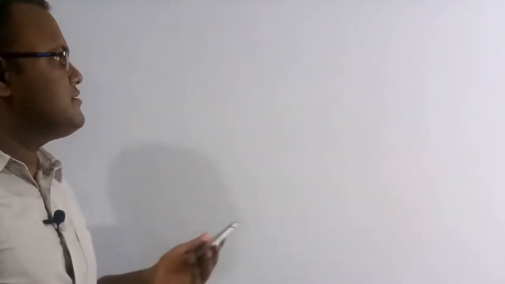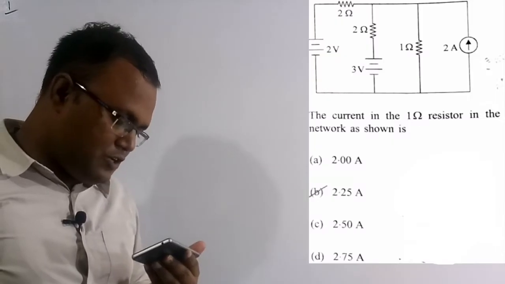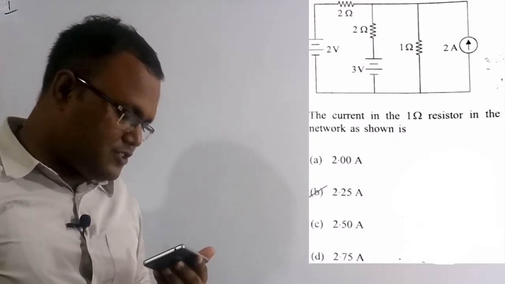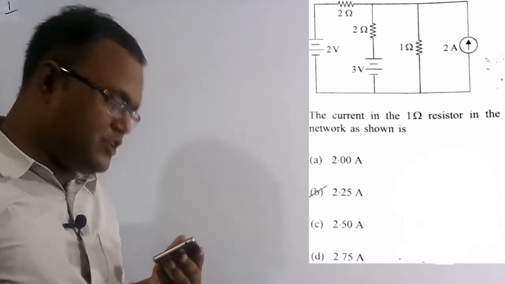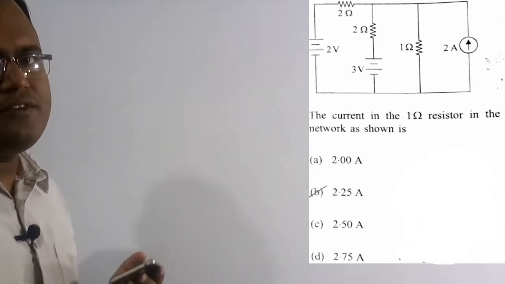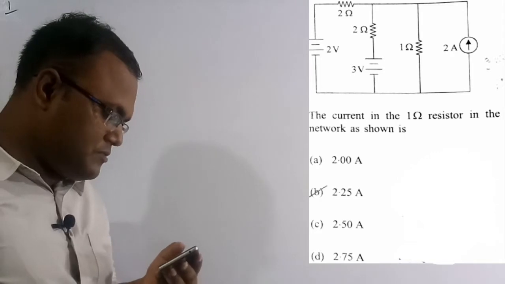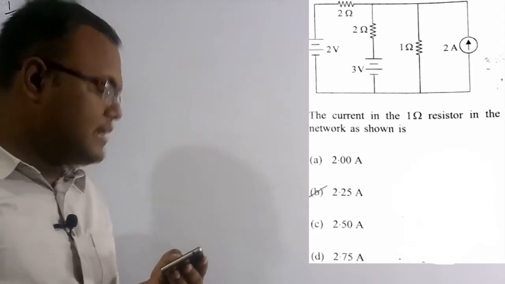Let's get started. Now we are going to solve the first question of this lecture. See the question here. The current in the 1 ohm resistor in the network as shown is. So in the circuit diagram, we need to find the current in the 1 ohm resistor, only the magnitude value. What are the four options? Option B, 2.25 ampere is the correct solution of this question.